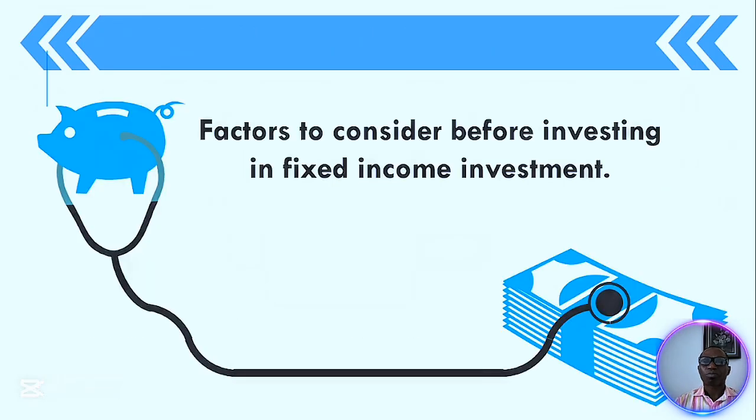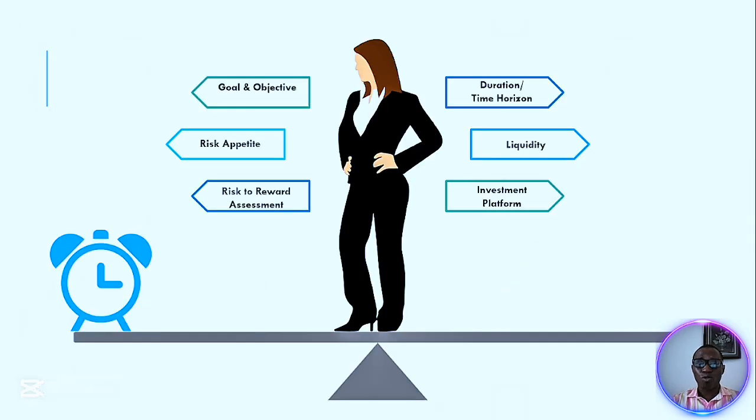Let's move on. What are the factors to consider before investing in fixed income investments? Number one is goals and objectives. What is your goal for investing? This will help you to know the kind of fixed income investments you should go for. Please, let this be clear. If you are just looking for a place where to put your money for the next 6 months, you don't go for FGN savings bond then, because that one requires 2 to 3 years.